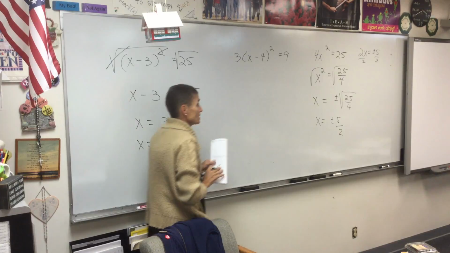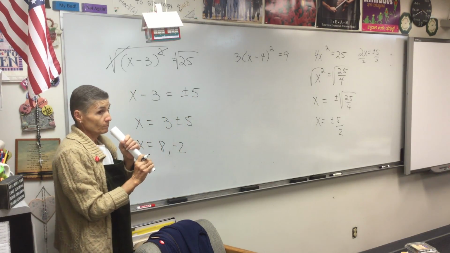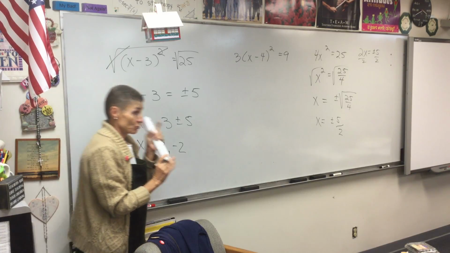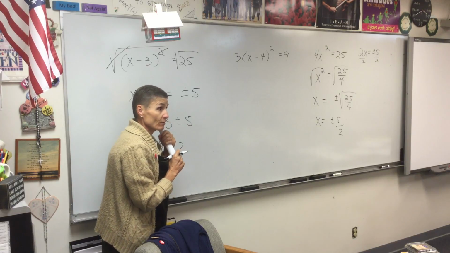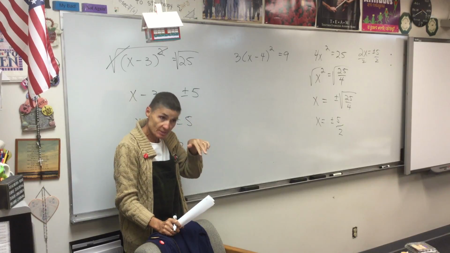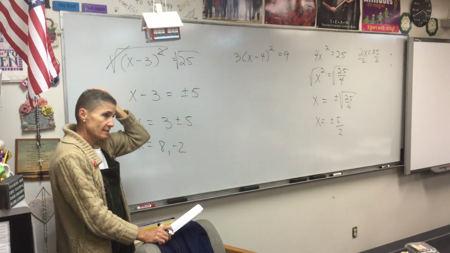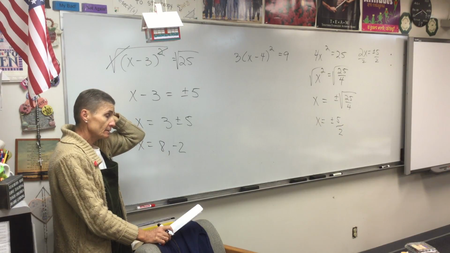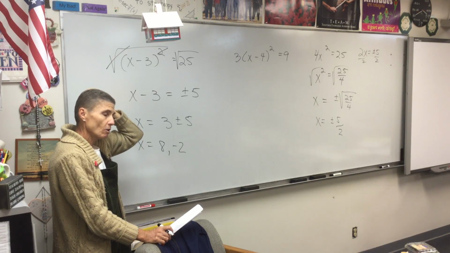Any thought on this one, getting started? Now be careful. I can't distribute the 3 because that parentheses is squared. Now, could I FOIL out the parentheses and then distribute the 3? Yes, but that would be way too much work. I'm way too lazy. I don't want to do that. Any other thoughts? That will work, by the way. You can do it that way. It just takes longer. Any other thoughts?